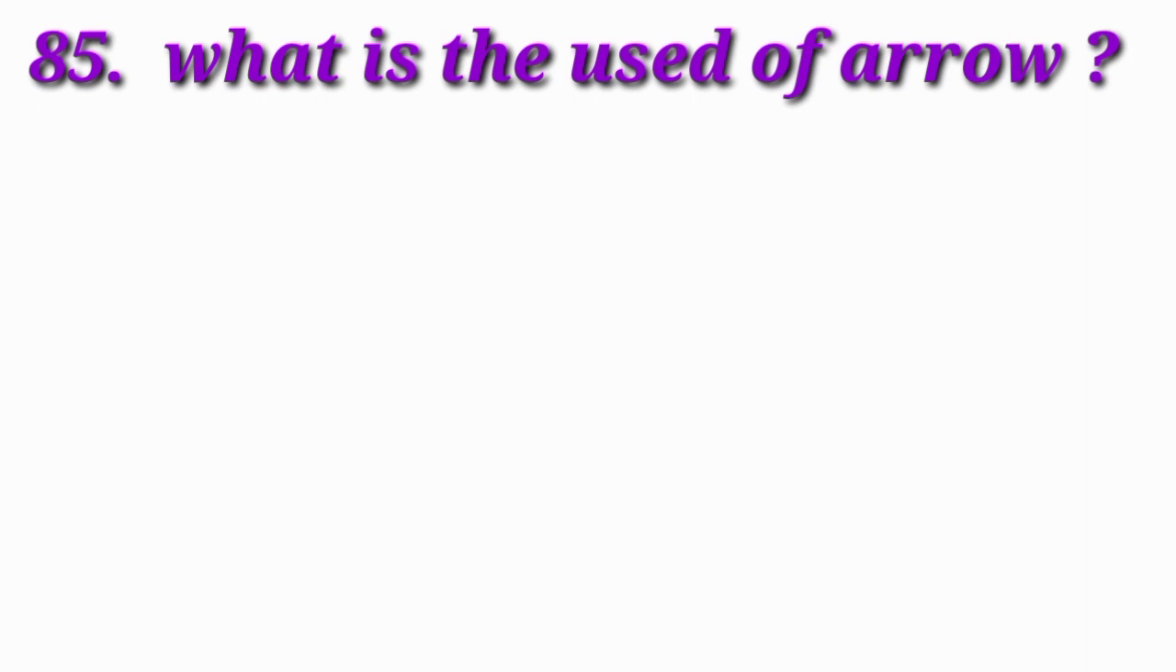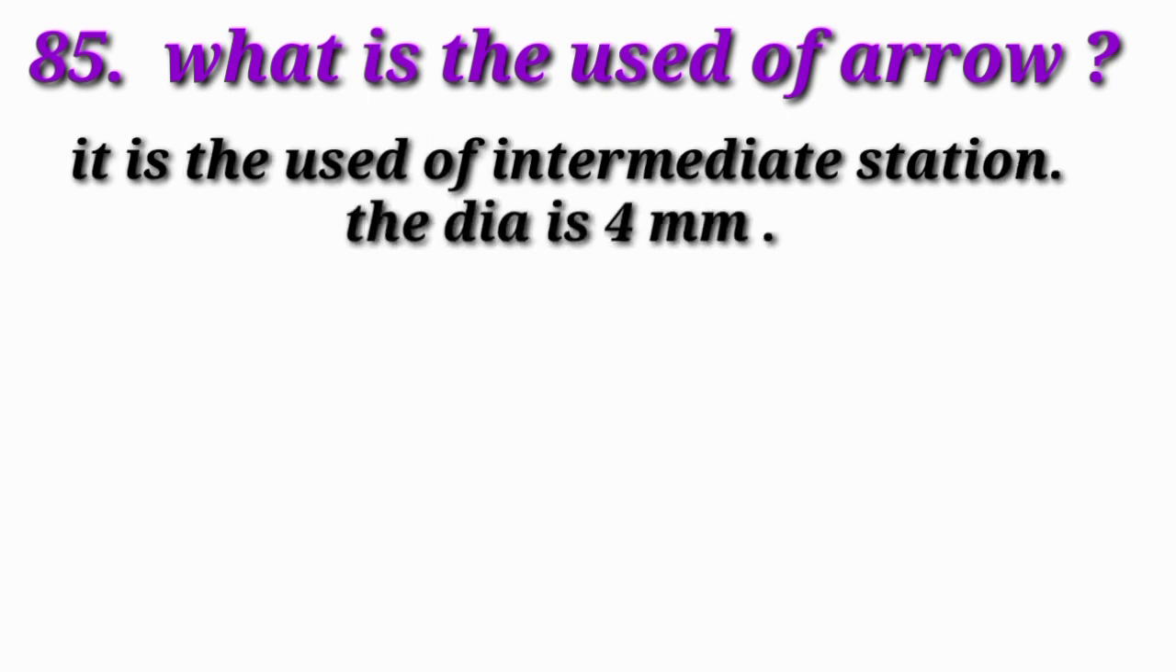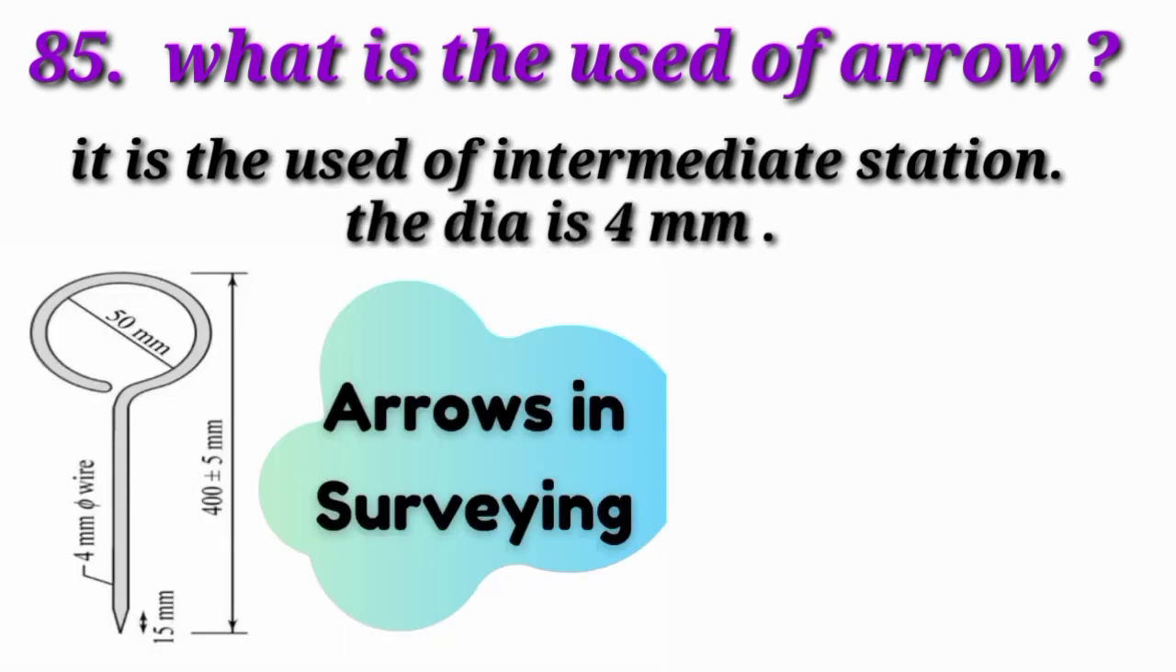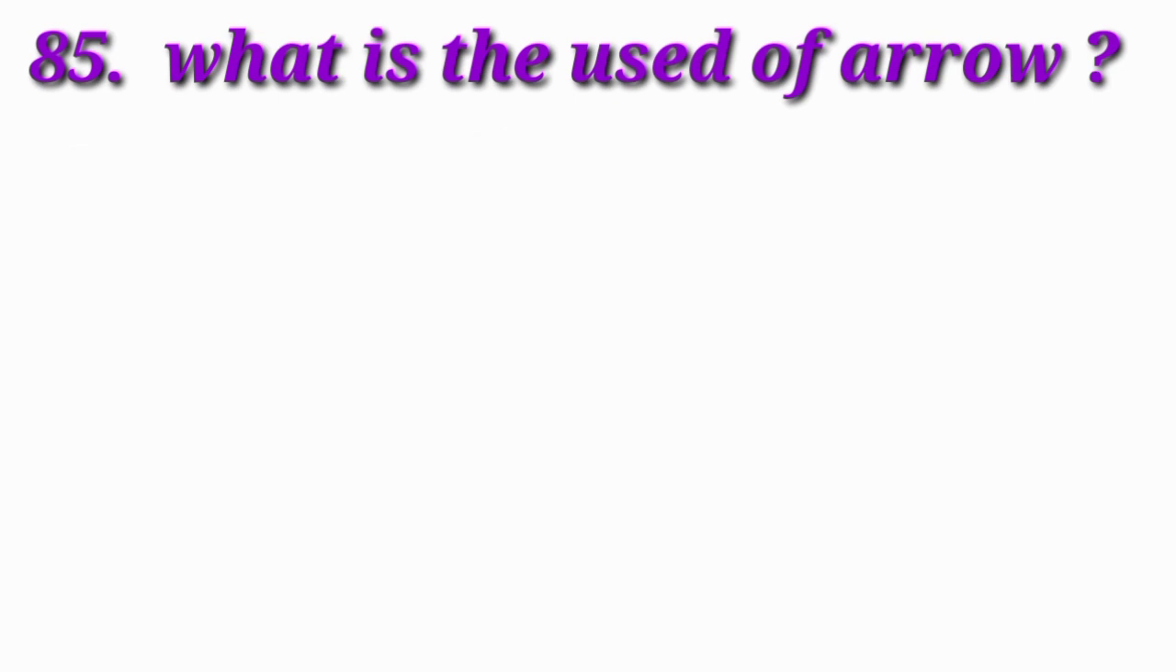Next, 85. What is the use of an arrow? It is used for intermediate stations. The arrow diameter is 4 mm. See, this is the arrow. The arrow is used in surveying, in chain surveying.